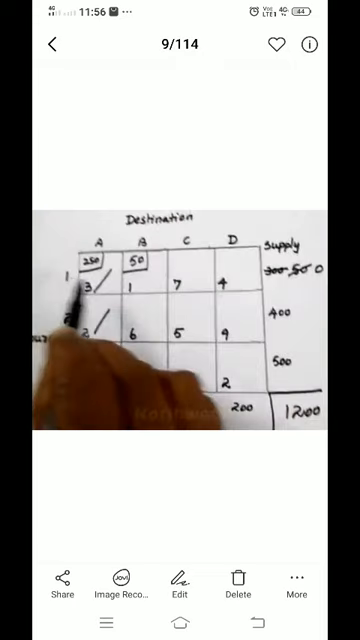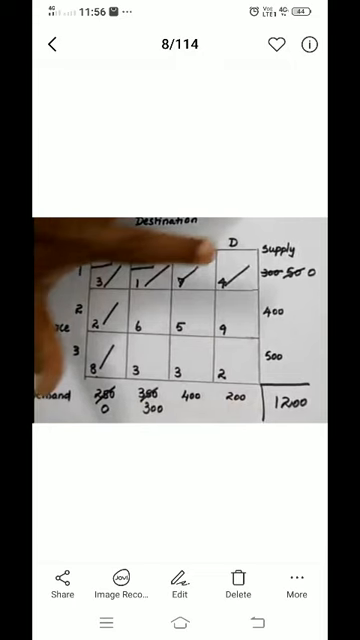Now here the supply from row 1 is completely reached. That is the reason I will strike out the entire row of supply 1. Then again I need to go to the second row. Again I need to identify the northwest corner. Here, at the location of 6, is the northwest corner.